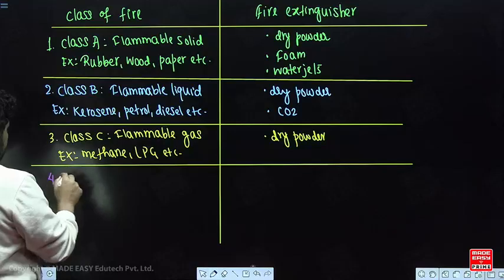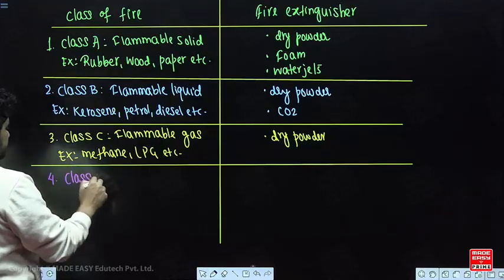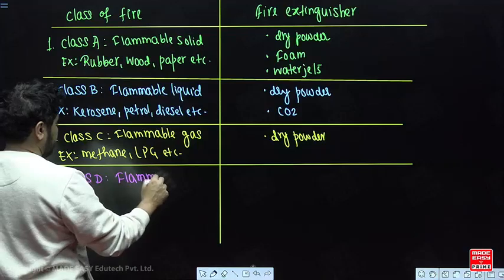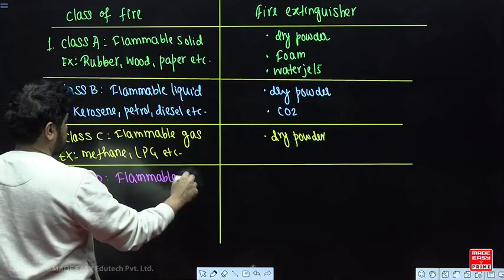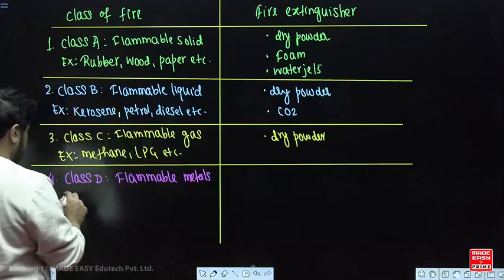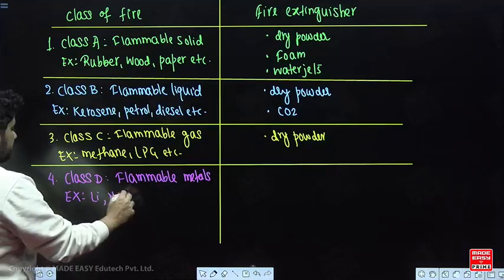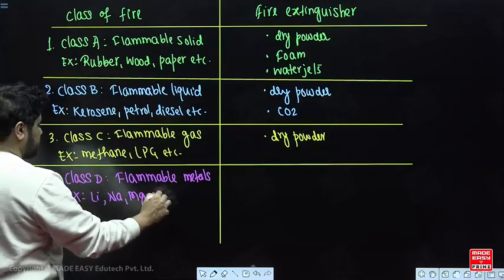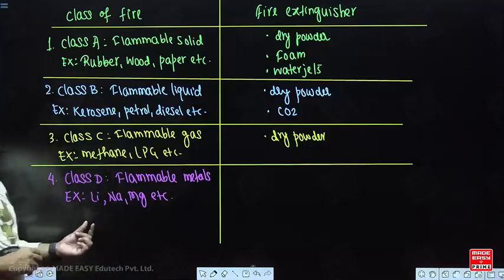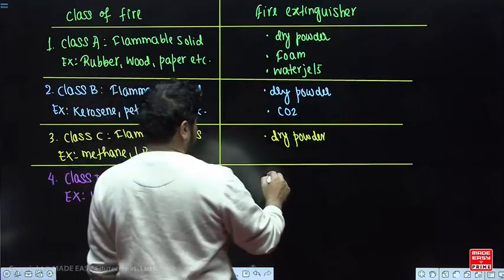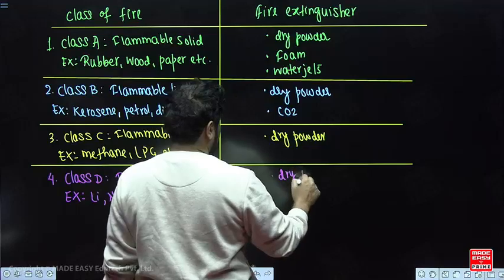Fourth one, class D: flammable metals, for example lithium, sodium, magnesium, etc. Because as soon as they catch moisture, they start to burn; as soon as they touch moisture, fire starts. For this we use dry powder.